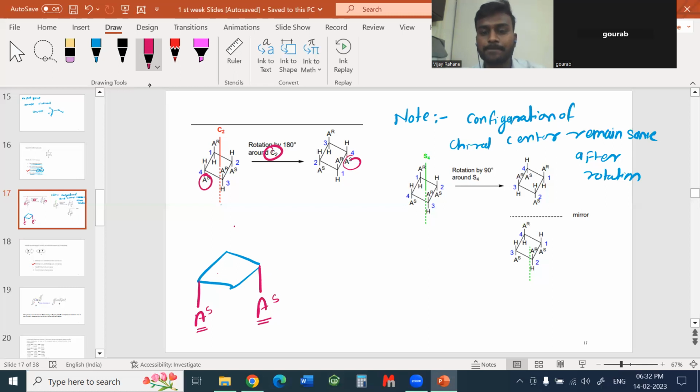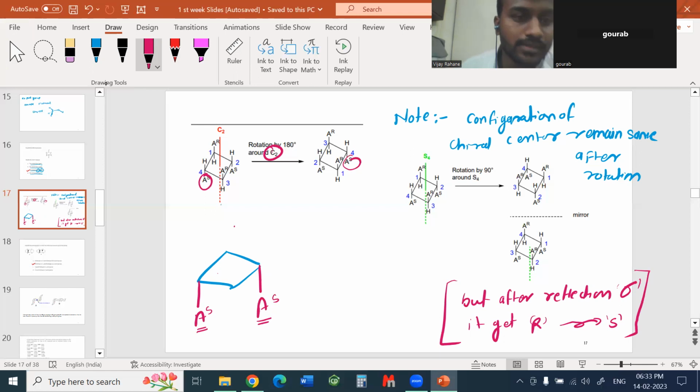But after reflection, it gets changed. That is, if it is R configuration initially, but by doing the reflection, that is sigma, it will be converted into the S configuration. This point we need to note.